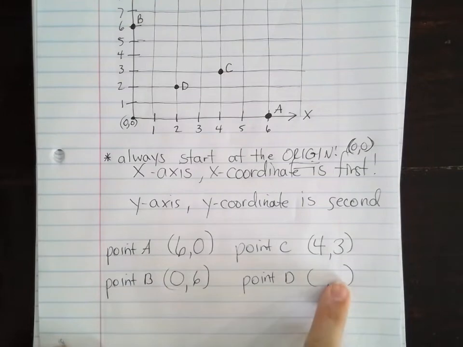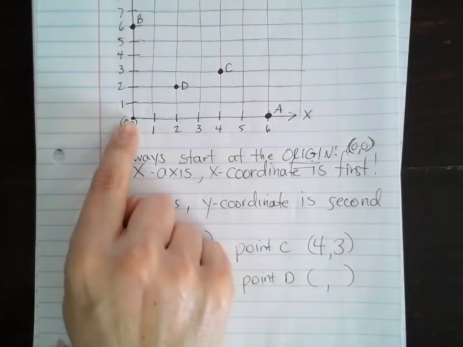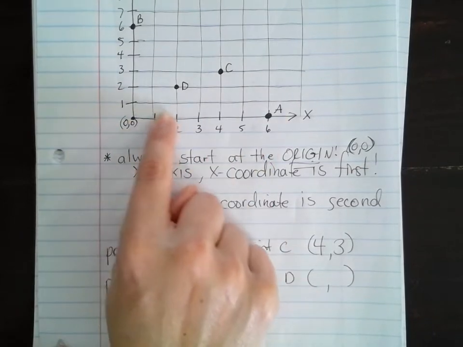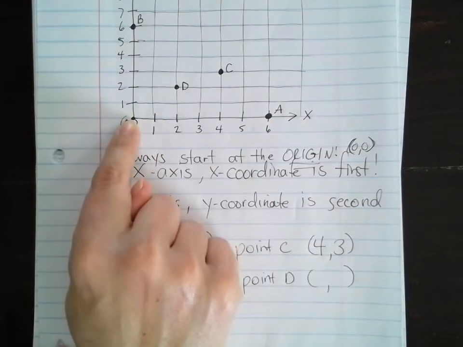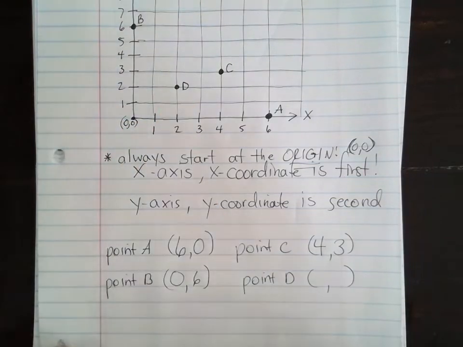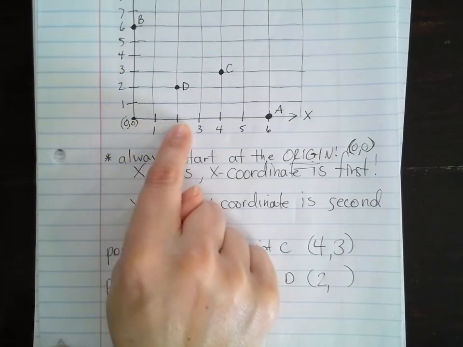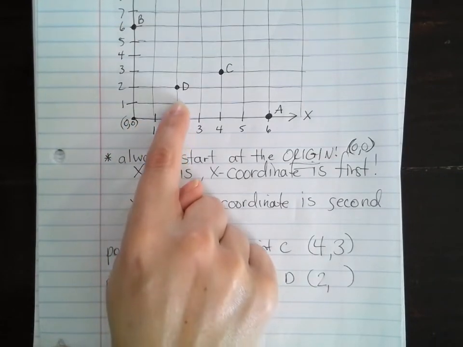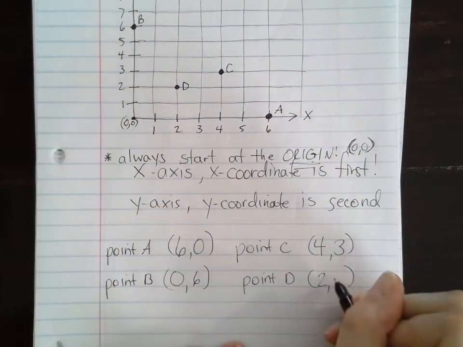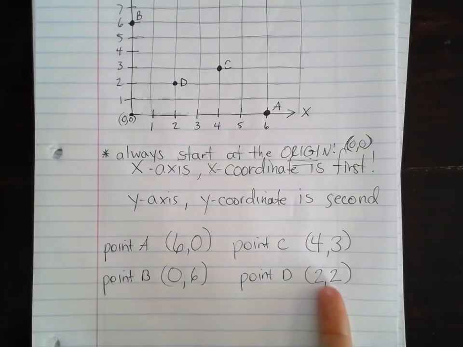4, 3. Now let's look at point D. So we have x, right, start at the origin. Always start at the origin. X is first. Always the x-axis, the x-coordinate. So for D, our x-coordinate is 2. And then, this is kind of cool. In this case, the x-coordinate is 2, and then we travel the y-axis, and it is actually 2 as well. So this one would be 2, 2. In that case, the x and y coordinate are equal, okay?